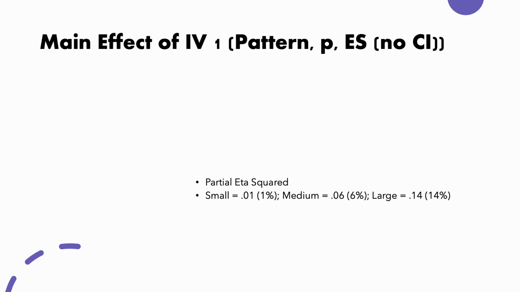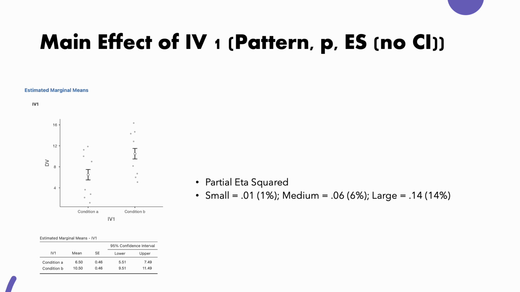So let's look at only the main effect of independent variable 1. On your Jamovi output, you will look for this estimated marginal mean chart that has independent variable 1 on it. Of course, in your data, you will change these names to match the design of your study. But what we're going to look at is pattern. So we see that condition B is greater than condition A, right?